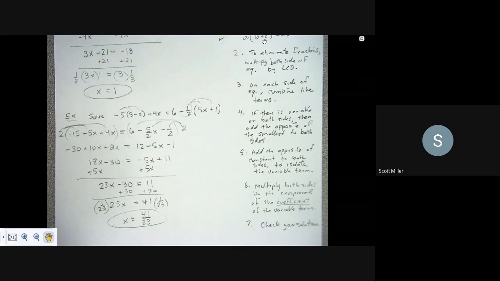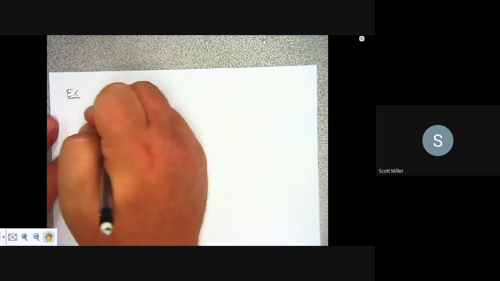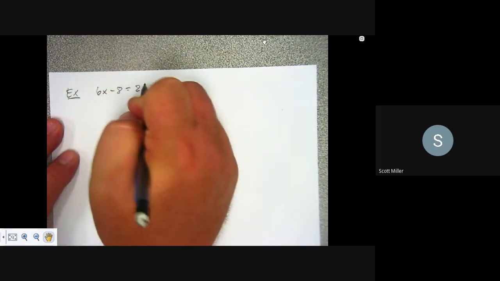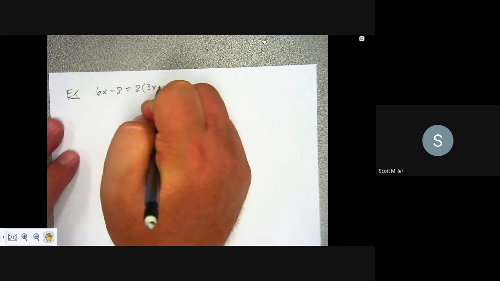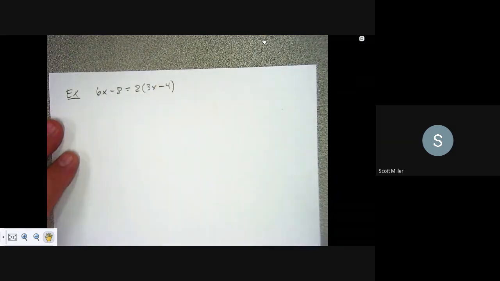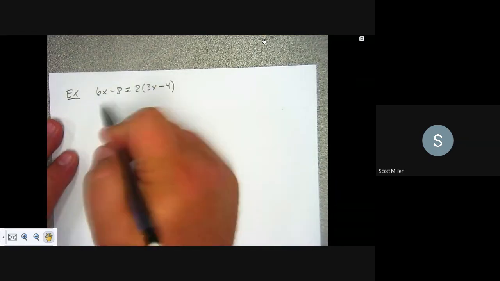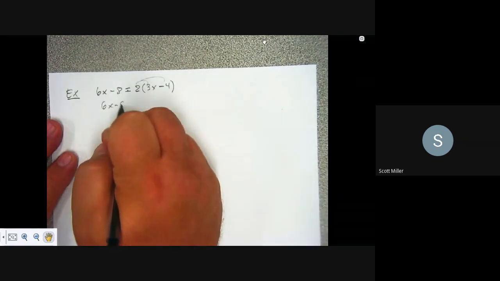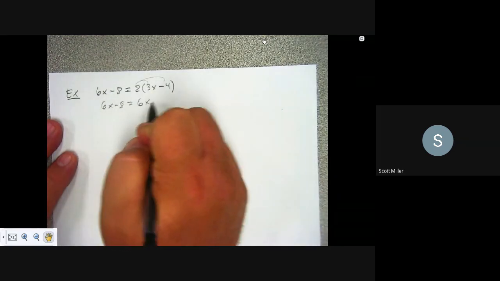Here are some side notes that I want you to see. I'm going to do another problem to show you one of them, and then I'll talk about what's going on. So here's this example: 6x minus 8 equals 2 times (3x minus 4). I see parentheses, so the first step is to distribute, and I'll get 6x minus 8 equals 6x minus 8.